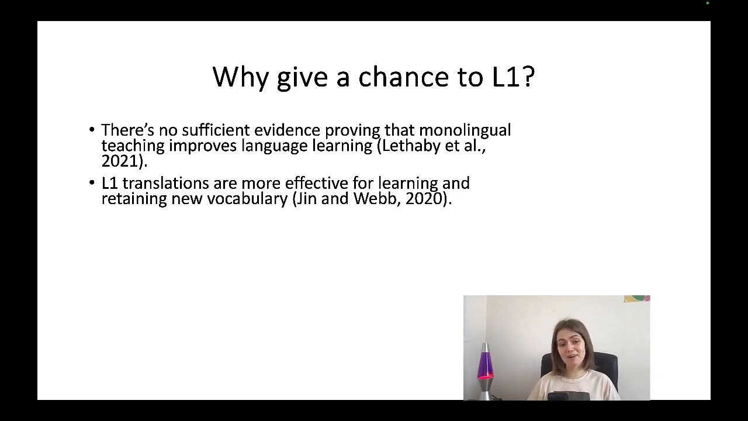But at the same time, there is enough evidence proving that L1 translations are more effective for learning and retaining new vocab, especially if it's something like a Quizlet card where they get a word and its translation. And it's especially relevant for lower level students.